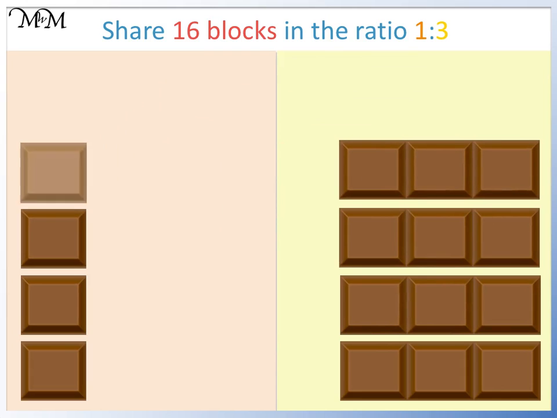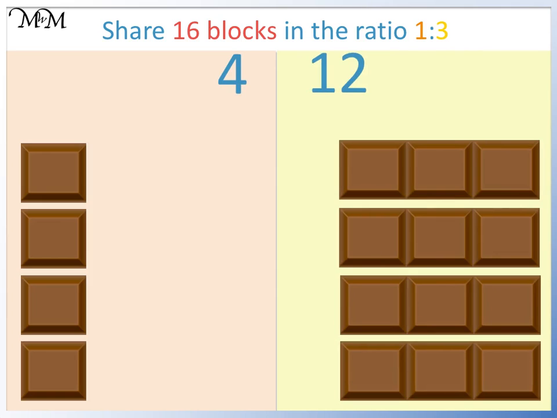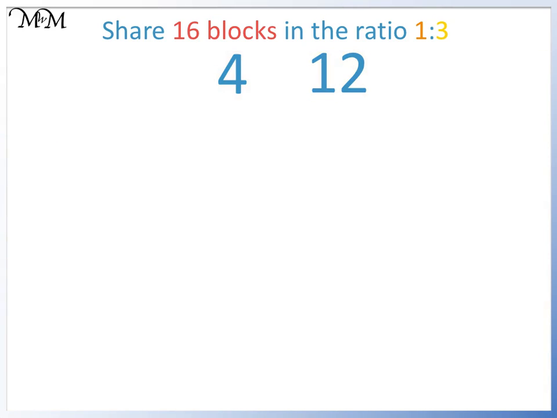We have 1, 2, 3, 4 lots of 1 on the left, which equals 4, and 1, 2, 3, 4 lots of 3 on the right, which equals 12. From our original ratio of 1:3, we now have a ratio of 4:12.